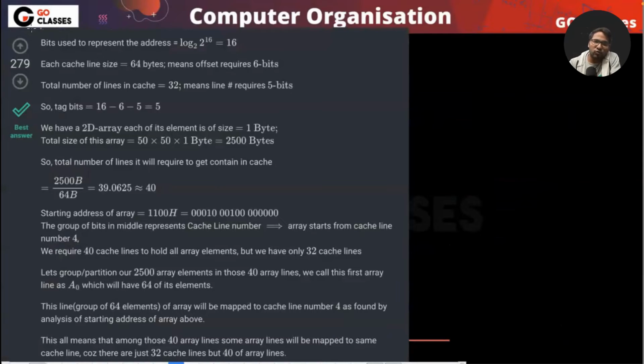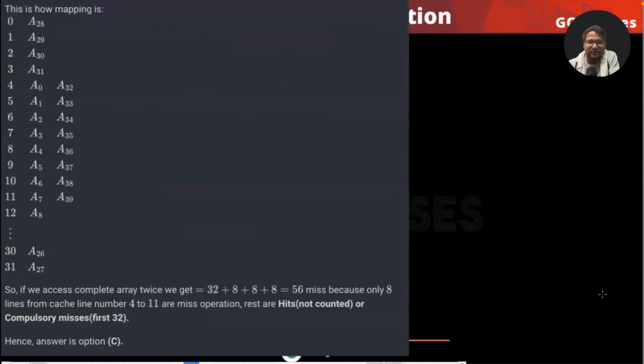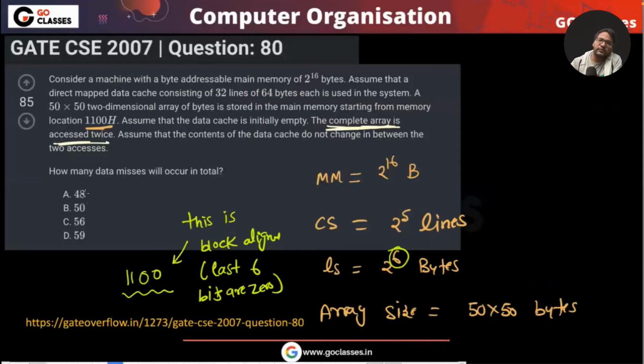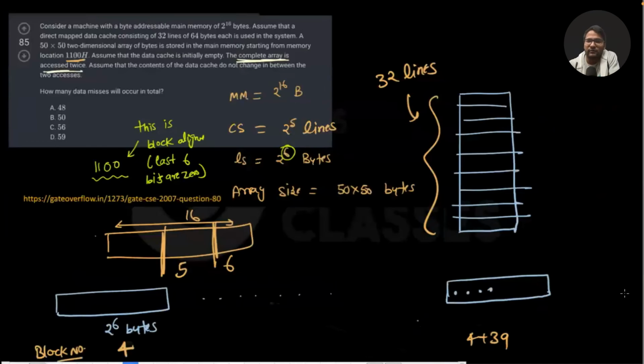Oh my God, 256 upvotes. I think this is one of the highest upvotes that any answer might have. But yeah, option C is the answer. C is 56 misses. Okay, maybe I can solve this again.